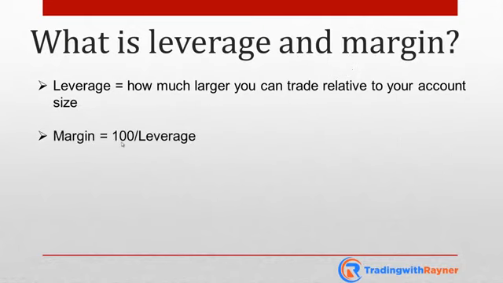So margin is just another way of looking at it. You just take 100 divided by leverage. For example, earlier the leverage is 10. So 100 divided by 10 says that the margin required is just 10%. So if you want to trade $100,000 worth of currency, you only require to put up a 10% margin, which is $10,000. So it's just different ways of looking at it.